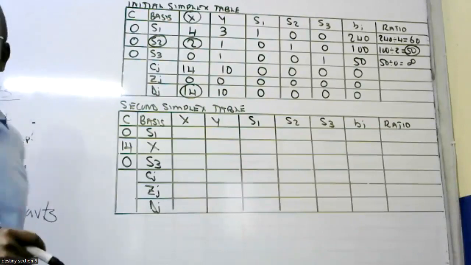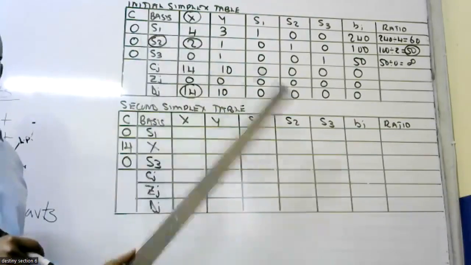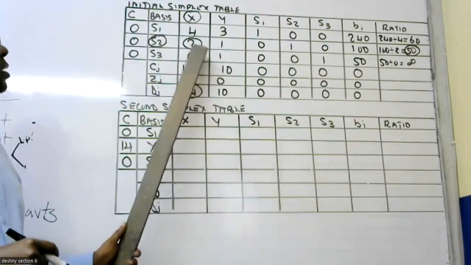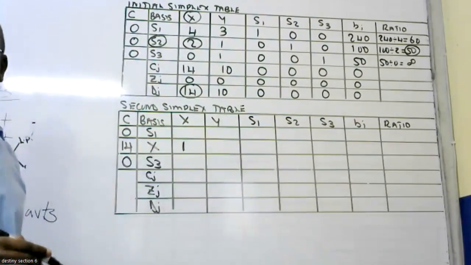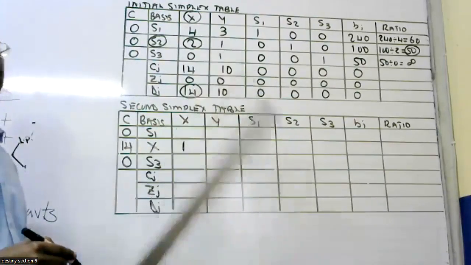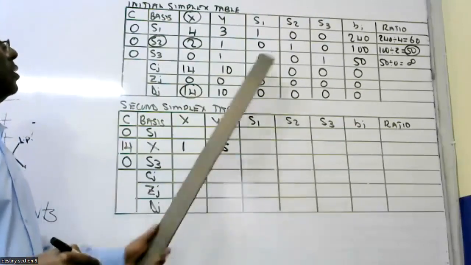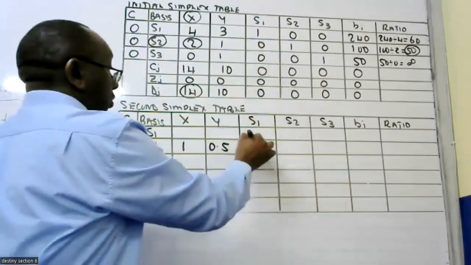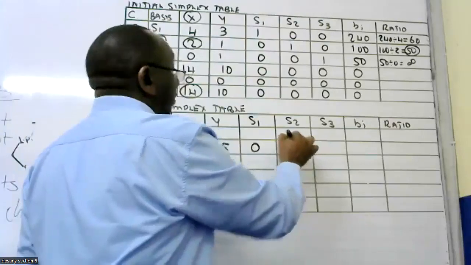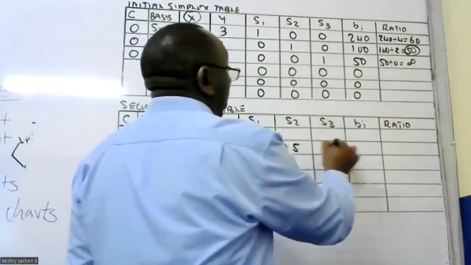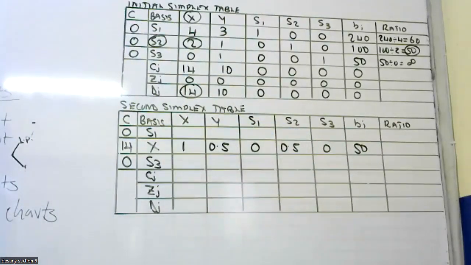So what you do next from there, we say this. You come to this row, you divide everything by the key element. So you say 2 divided by 2, 1. 1 divided by 2, 0.5. 0 divided by 2, 0. 1 divided by 2, 0.5. 0 and 50. And that becomes your new row.